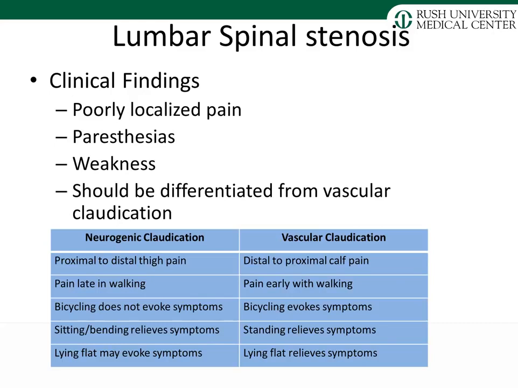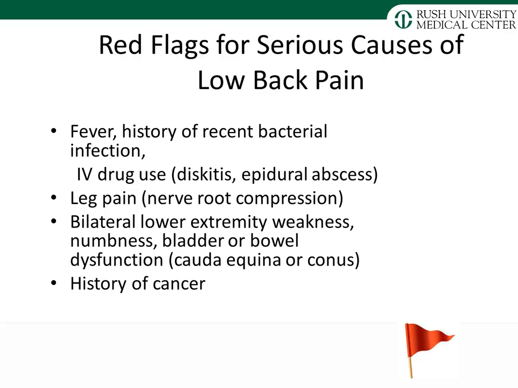So if you understand the differences between the two, your diagnosis is going to be much faster in the clinic. So what are some red flags for serious causes of low back pain? Again, if a patient has a fever or a history of recent bacterial infection, or IV drug use, you are going to be concerned that they have an abscess or infection along the spinal cord. And again, this is an urgent issue that needs to be drained immediately and treated with antibiotics.